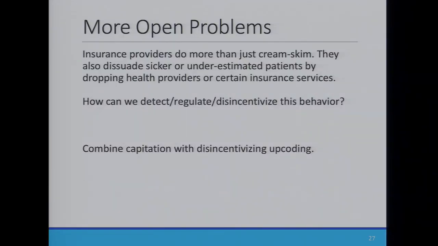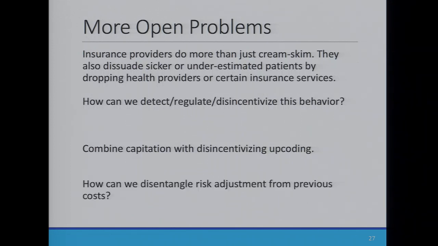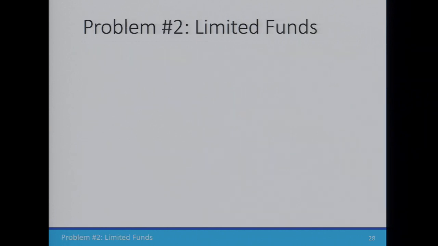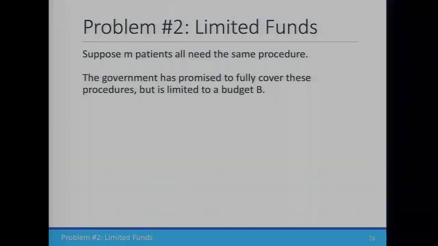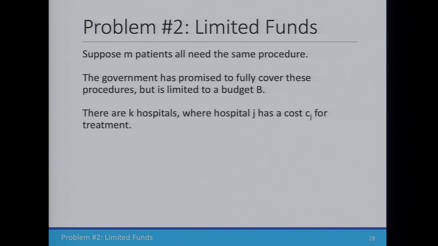Okay, great. So that was all problem number one, adverse selection. So problem number two is we have limited funds. The government only has so much of a budget to pay for healthcare. Suppose, for example, there are M patients who all need the same procedure, and the government has promised to pay for them, but they only have a budget of B. How can they do this? Suppose there are K hospitals, and each hospital charges some cost C_j for treatment. And a patient i gets a value V_ij for being served at hospital j.